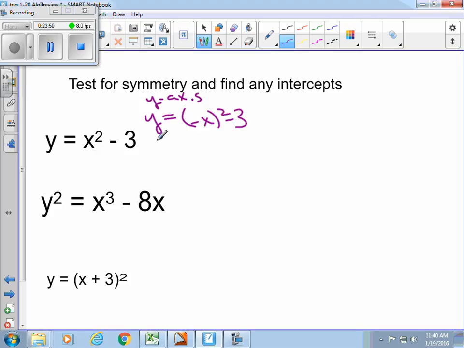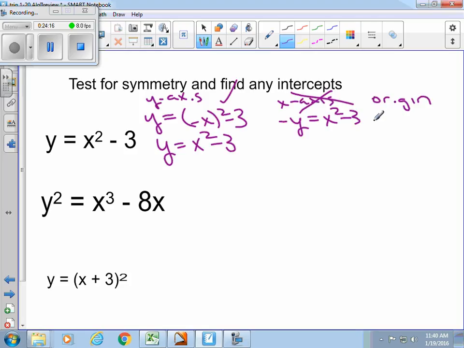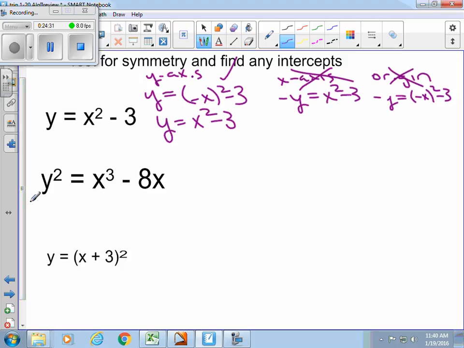But what happens when you square a negative? It's a positive. If that happens, it has y-axis symmetry. Does that make sense? X-axis symmetry, you replace the y with a negative y. Is that completely identical to the original? No, so it does not have x-axis symmetry. For origin symmetry, you replace the x and the y, both with negatives. And that is not completely identical to the original, so this one only has y-axis symmetry, which you probably suspected from the beginning.